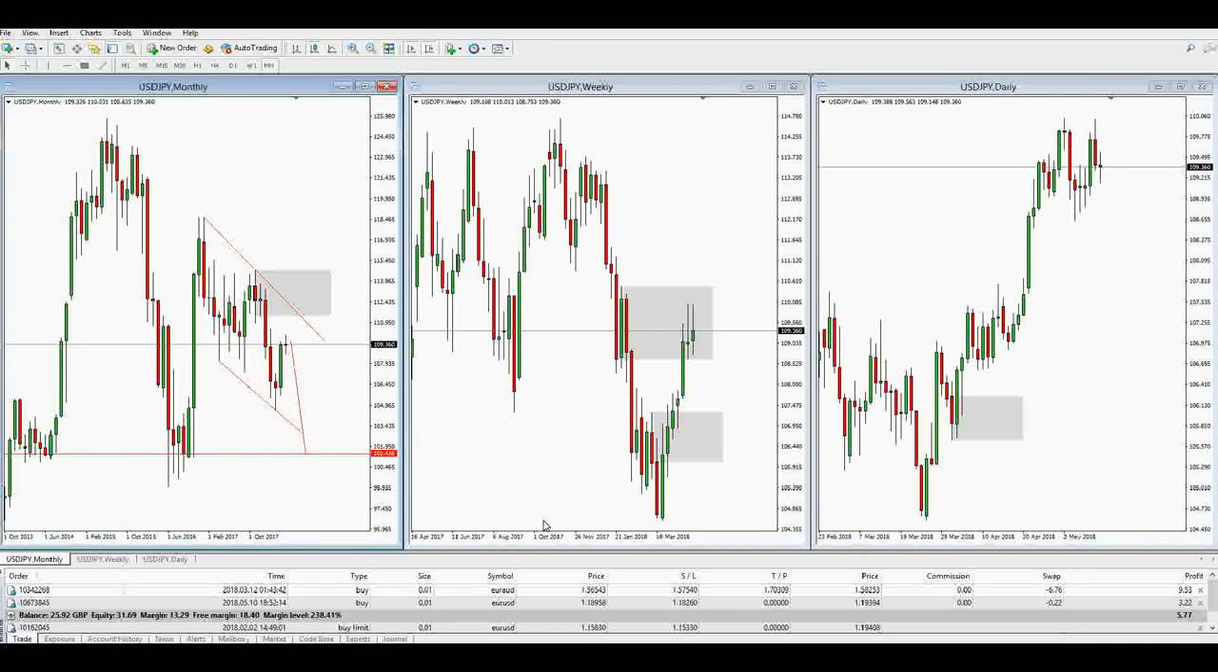And dollar yen, it's sort of in the middle of this range here, so there's a weekly here, potential for shorts. So I'd have to manage it aggressively if you were to short this, but I don't like being in the middle of this monthly.